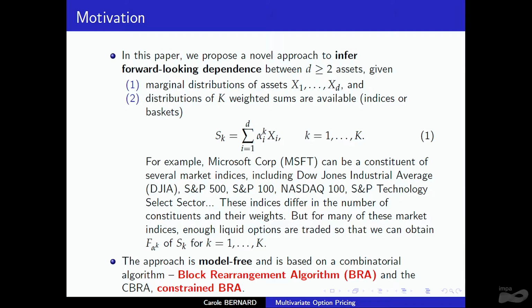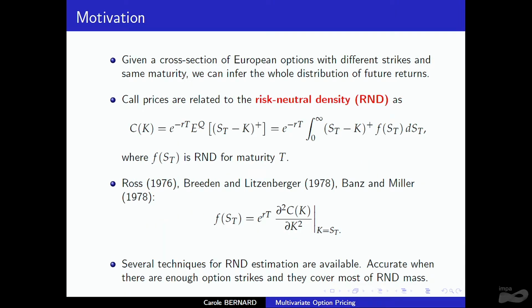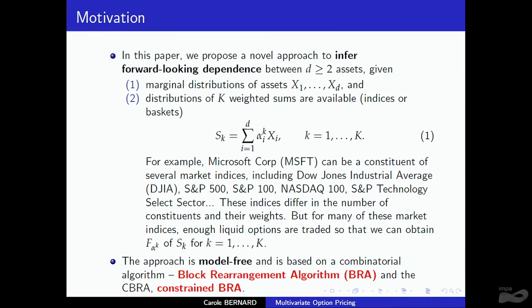So anytime you have options on indices that are traded, and if there are enough options on this index, then you can extract, using the previous univariate method, the distribution of this index. So that gives you, in fact, information on the dependence. Because now the distribution is a distribution of a function that depends potentially on the D assets or on a subset of these D assets.